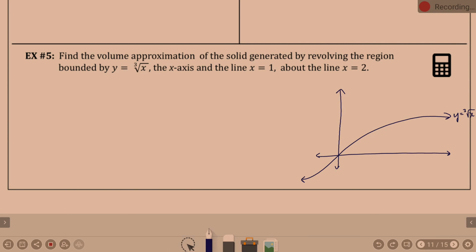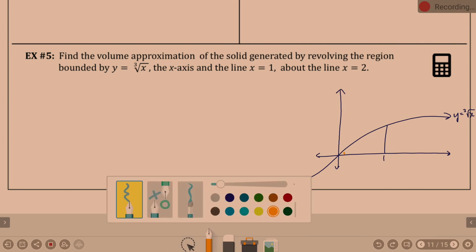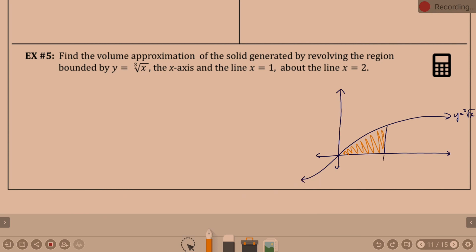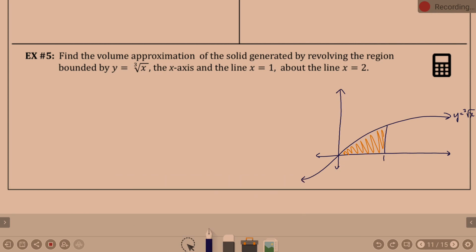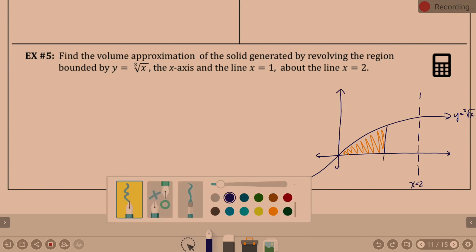The x-axis, which is down here, right? And x equals 1. So x equals 1 is that, yes? This right here is the region in question. And what are we doing with this? Rotate around the line x equals 2, which is some line over here. Maybe I should have made that a solid line. Why did I make that dotted line? I don't know.